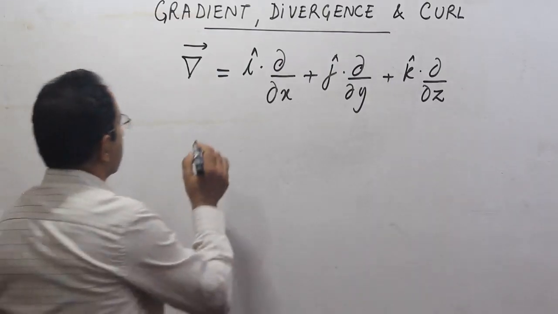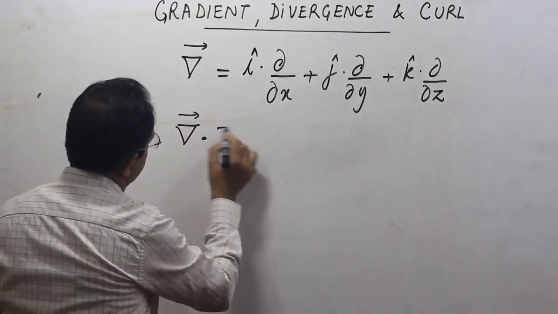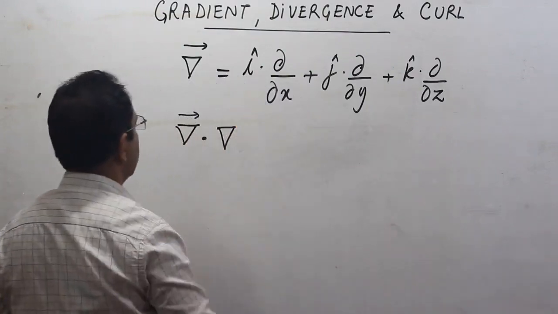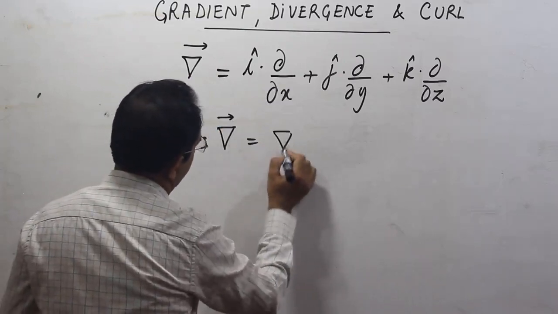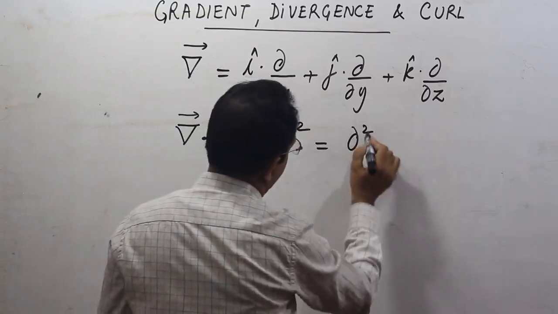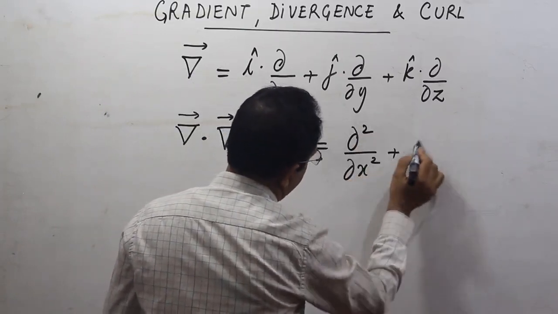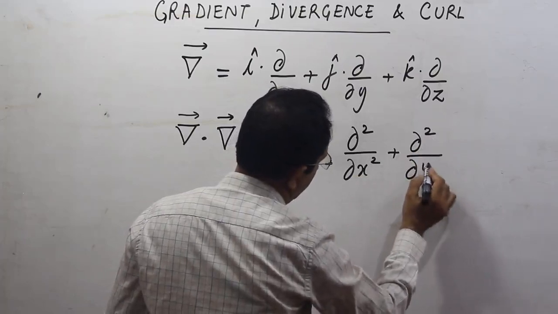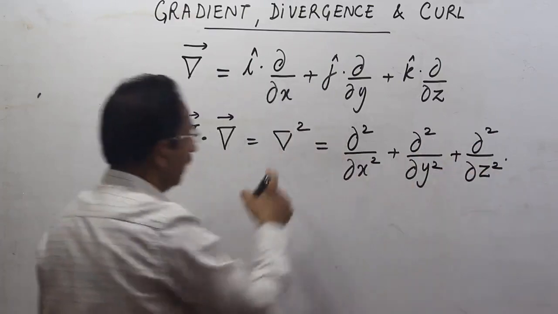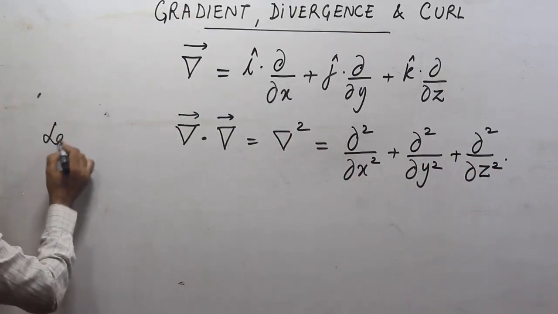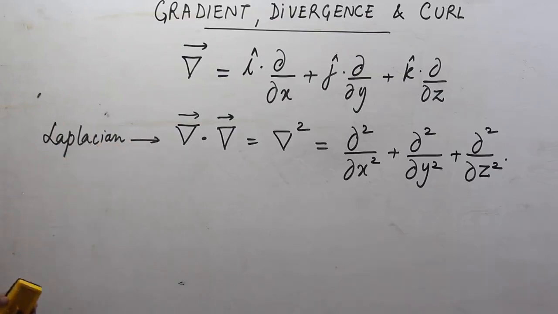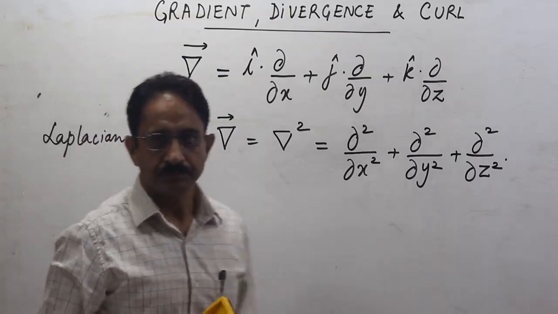Now this can further lead to another operator which we call del square. This is also called the Laplacian operator. So if I take the dot product of del with itself, I obtain del square. You can see that once I take the dot product, i dot i would be equal to 1, j dot j would be equal to 1, and k dot k would be equal to 1. So this becomes the Laplacian operator, or what we call the del square operator in vector algebra.